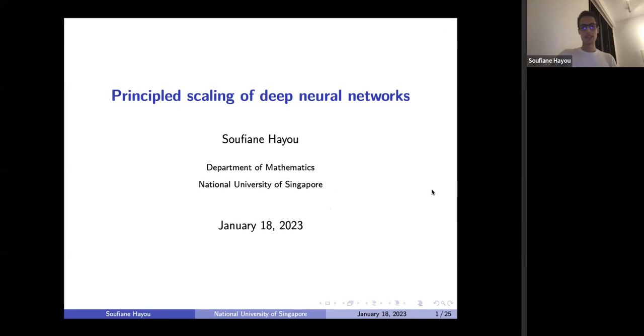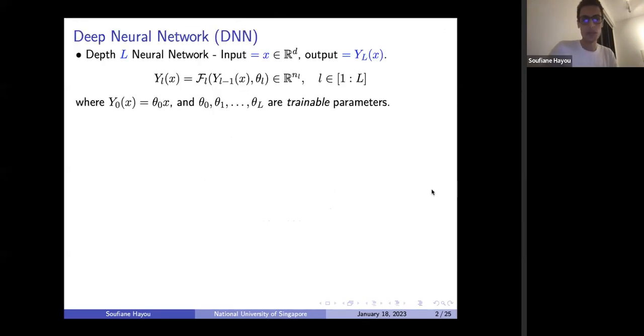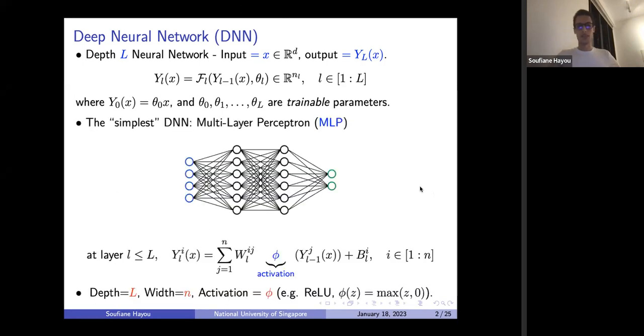So let us first start with defining what a deep neural network is. You can think of a deep neural network basically as a composition of layers, with some mappings F_l. If you do this capital L times, you get a neural network of depth L. You can think of a residual neural network, a convolutional neural network, or the simplest one, called the MLP, multi-layer perceptron, or what some people call a fully connected feed-forward neural network.